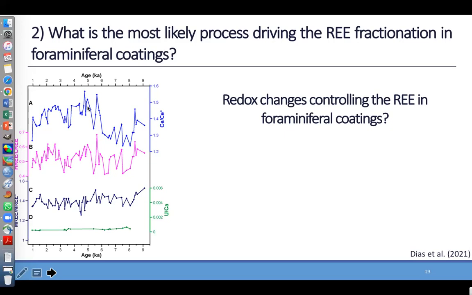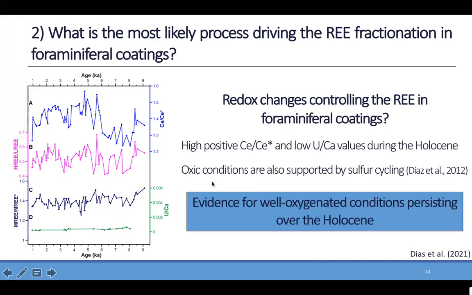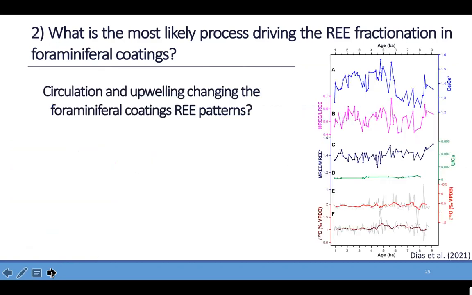We do have a positive anomaly. That means that the cerium is in the oxidized form. And in agreement with this interpretation, we also have some previous works in the area showing that sulfur cycling also supports this idea of high oxygen conditions in this upwelling system. So we can say that we don't have redox changes during these times. We have evidence for well oxygenated conditions during these 9,000 years.